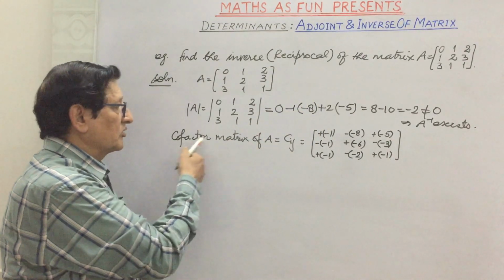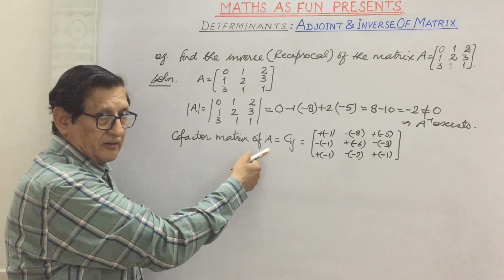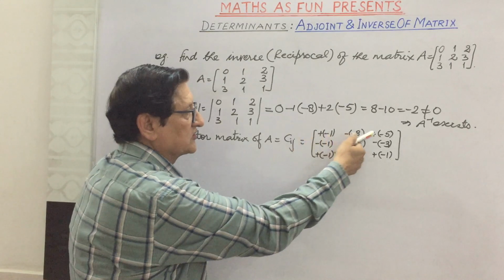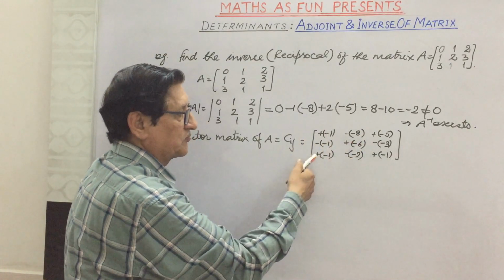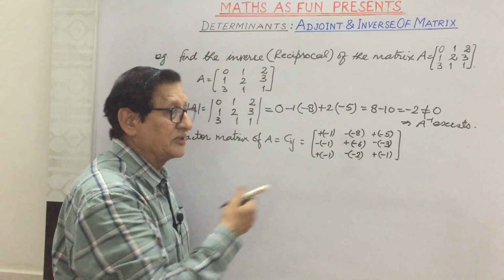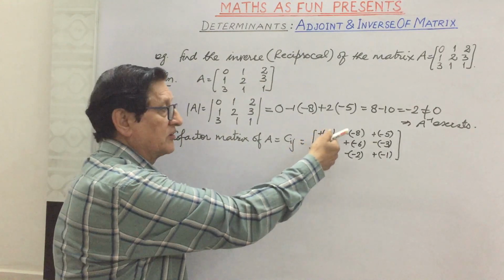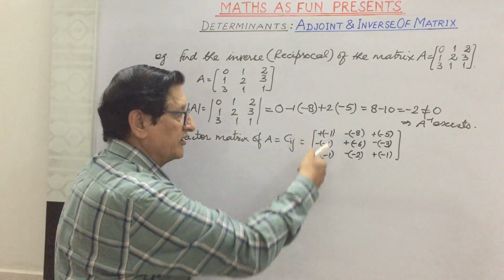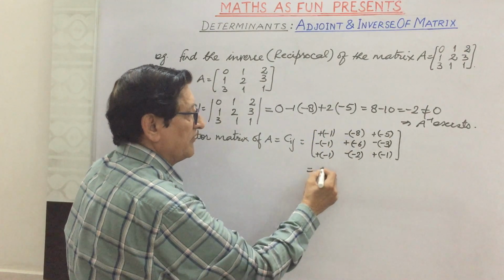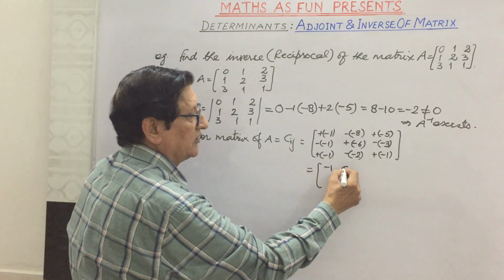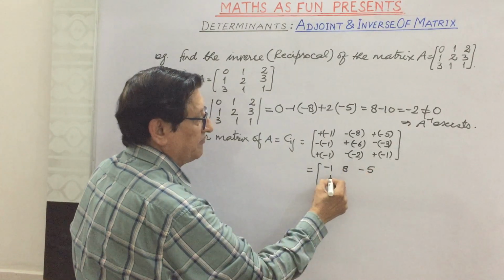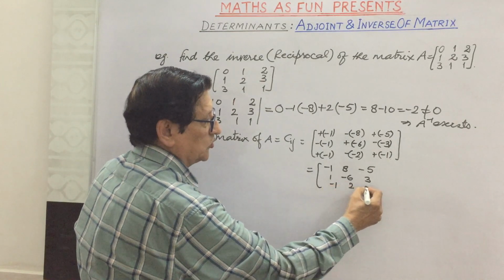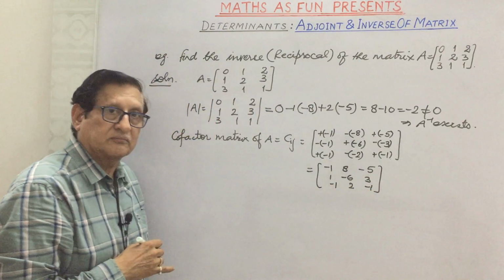And now we can find out the cofactor matrix of A. As I told you, first we will put the signs plus minus plus minus plus minus plus minus plus, and then we have to find the values of the minors of all these 9 elements. After finding these values, when we simplify, we are getting this as minus 1, 8, minus 5, 1, minus 6, 3, minus 1, 2, minus 1.